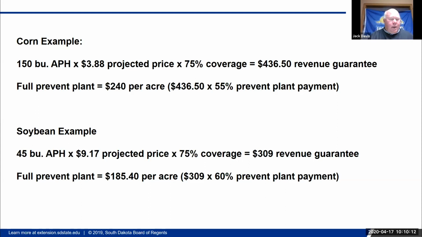And just using a soybean example, using a 45 bushel APH yield, and 9.17 was our projected price from RMA, and the 75% giving a $309 revenue guarantee. Soybeans is a 60%, and there's also available a 5% buy up, so some may have a buy up of up to 65%. So we're looking at the 60% at $185 for soybeans and back to our corn at $240 if they end up taking a full prevent plant.